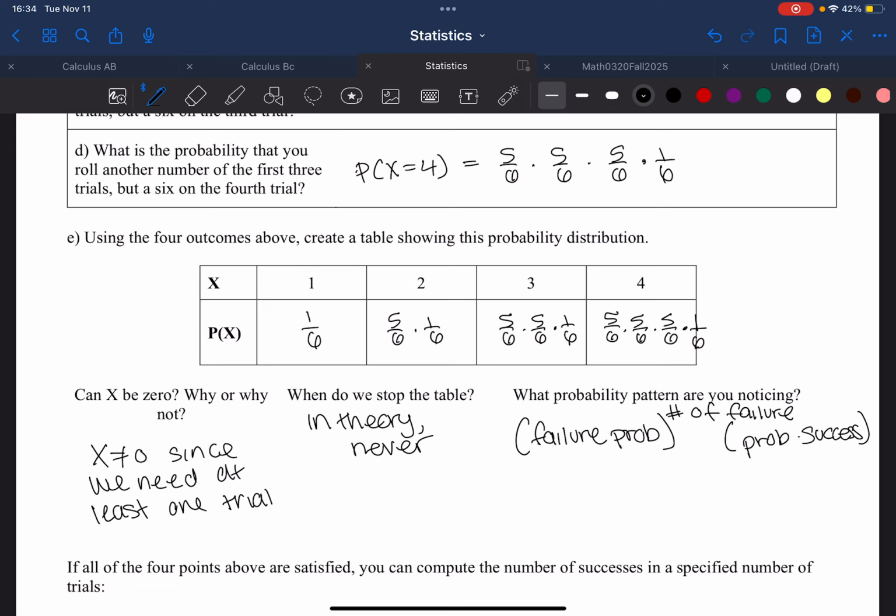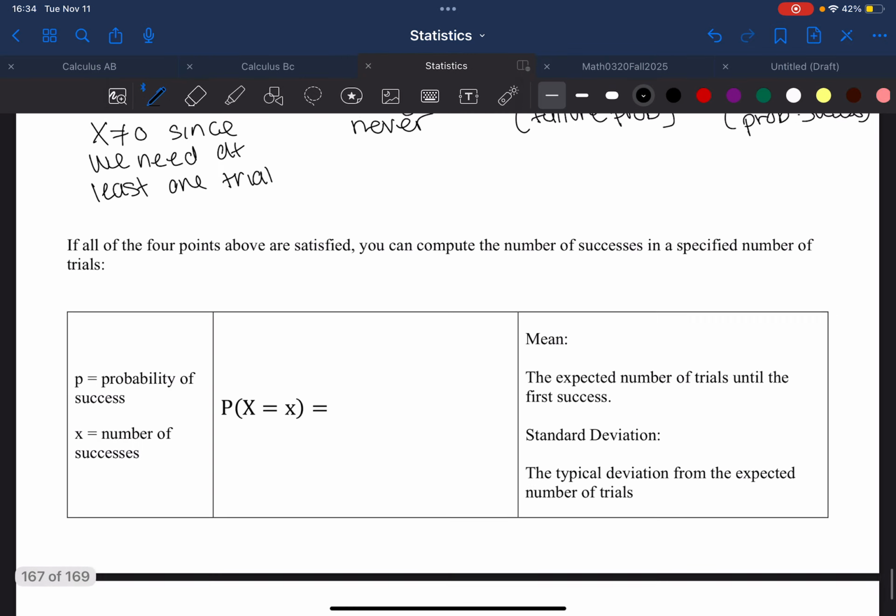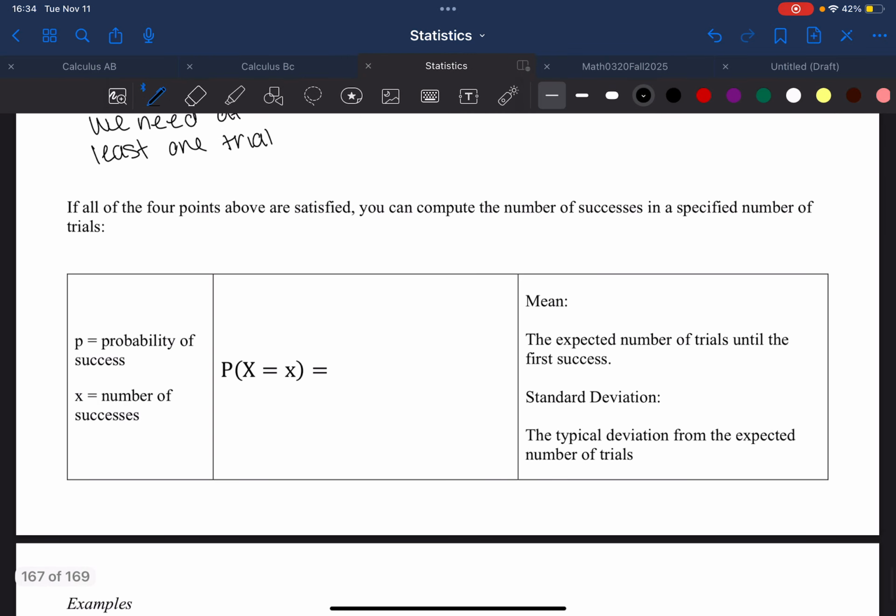Okay, so really what we just found was the formula. The formula of the probability of X equals x is equal to the failure, 1 minus p, to the number of failures, so x minus 1, times our success, which means our mean, mu of x, is equal to 1 over p, and our standard deviation is equal to the square root of 1 minus p over p.